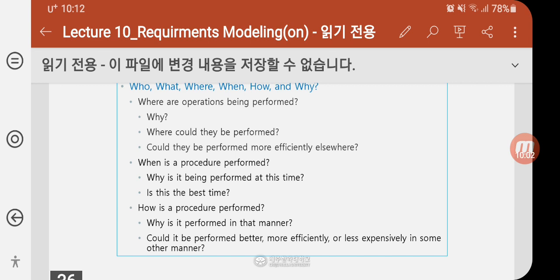How is a procedure performed? Why is it performed in that manner? Could it be performed better, more efficiently, or less expensively in some other manner? Who, what, where, when, how, and why. Always question.